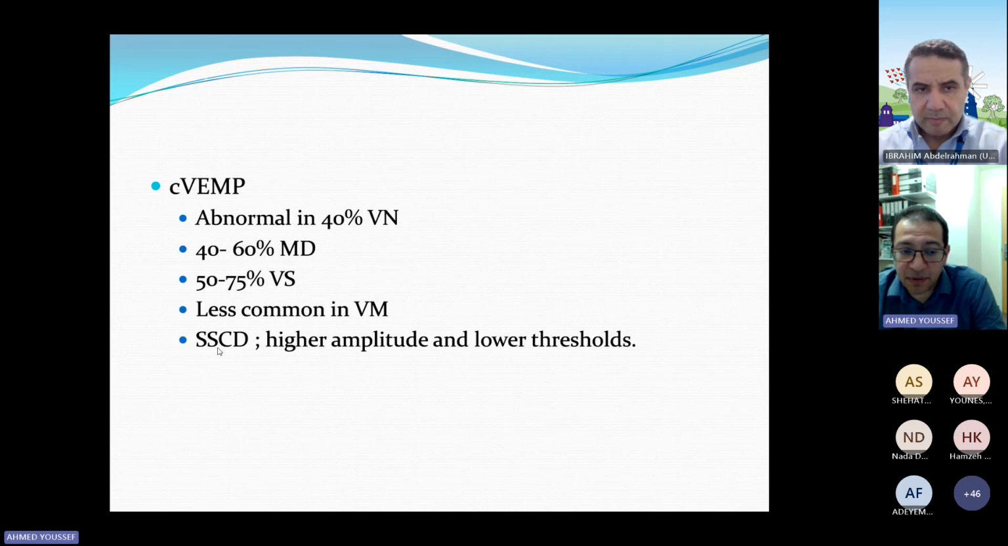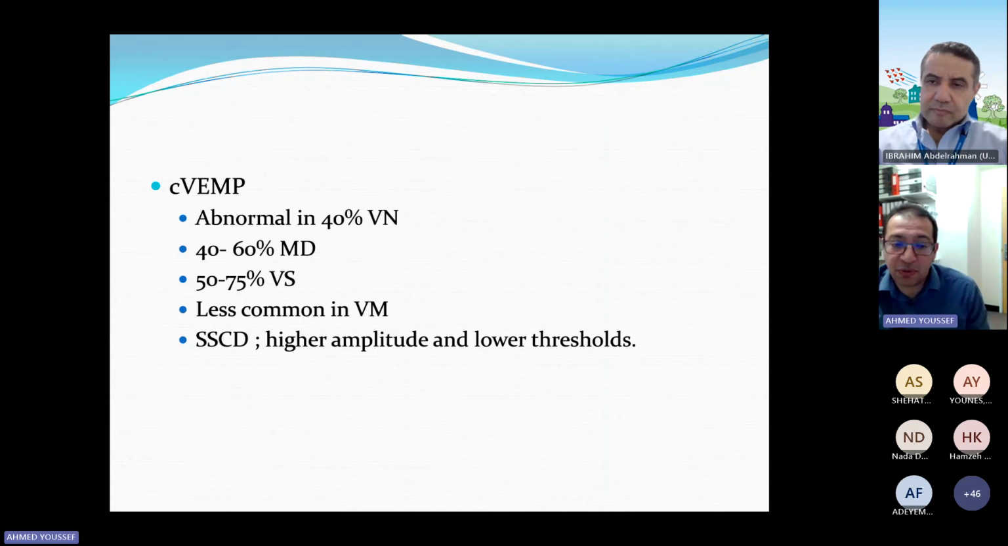In terms of superior semicircular canal dehiscence, which is one of the very good indications for this test, the reason why it is abnormal in superior semicircular canal dehiscence, while we said that it mainly stimulates the saccule, is that with the presence of the dehiscence in the canal, the presence of the hole in the bony labyrinth, this allows space for the membranous labyrinth to bulge through it with the sound.